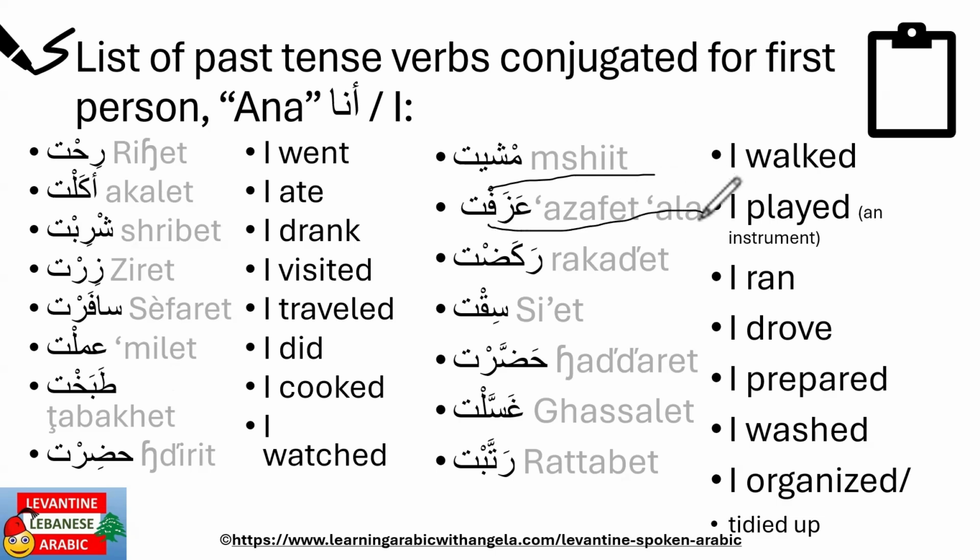عزفت على البيانو أو على الجيتار. ركضت برا, I ran outside. سقت السيارة. حضرت شيء, I prepared something. غسلت الثياب, I washed the clothes. رتبت أوضتي, I organized my room or tidied it up. So all very helpful in terms of speaking about your schedule in the past. Of course, there's lots of other verbs that you can use. This is just a selection of some of the common ones that you need.